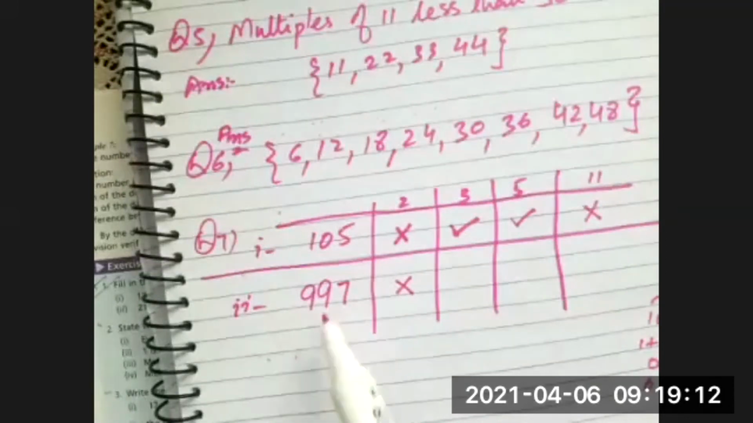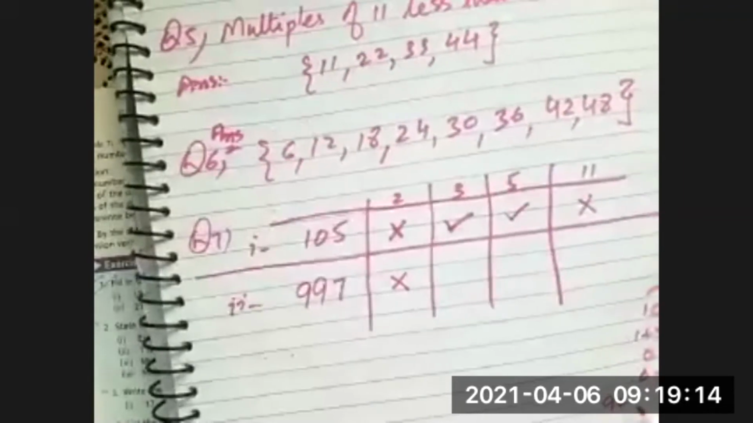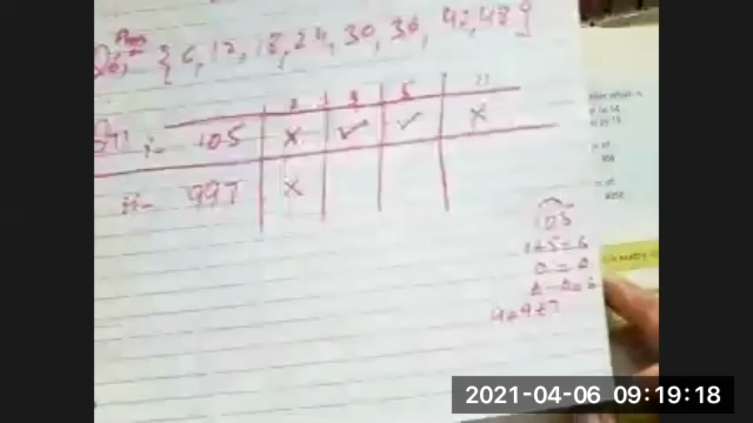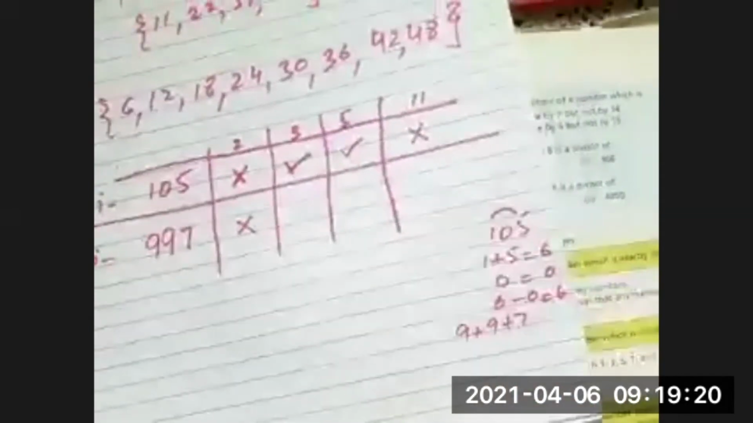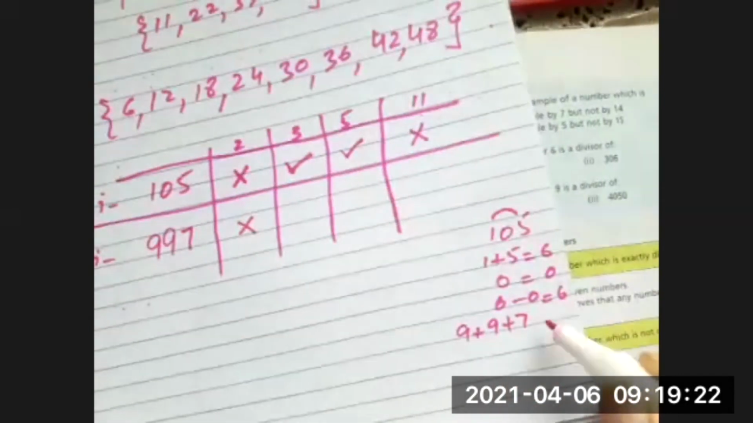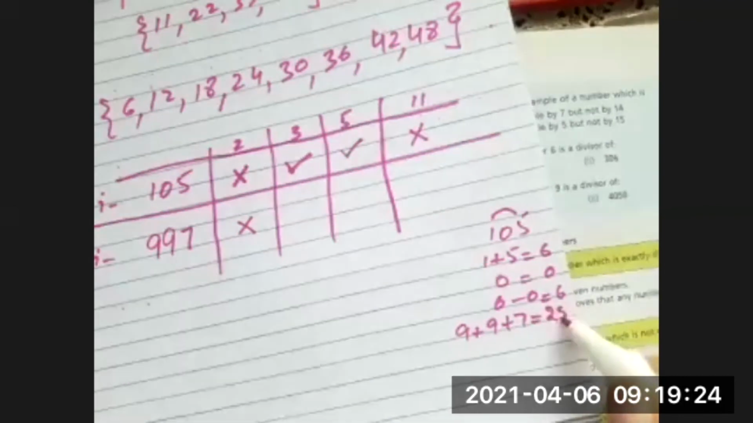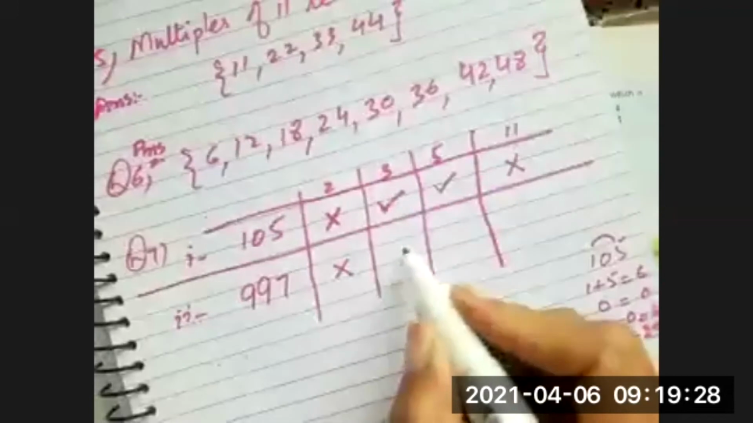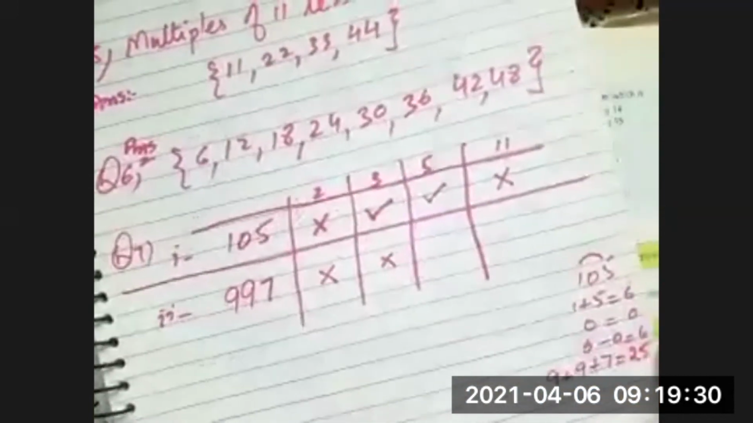Then add up the digits. 9 plus 9 plus 7. The sum is 25, which is not a multiple of 3. So the number is not divisible by 3.